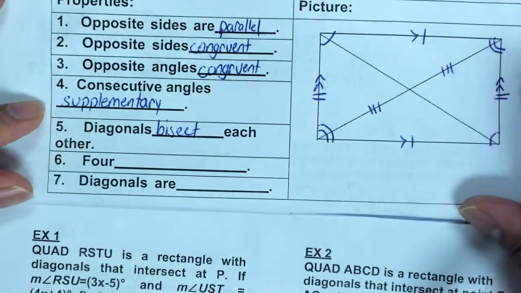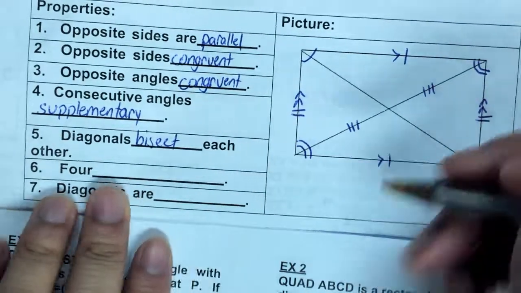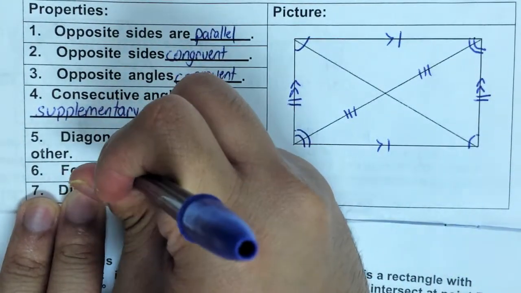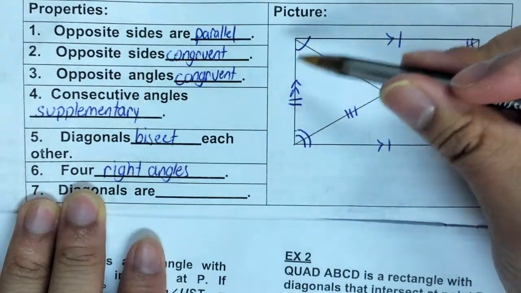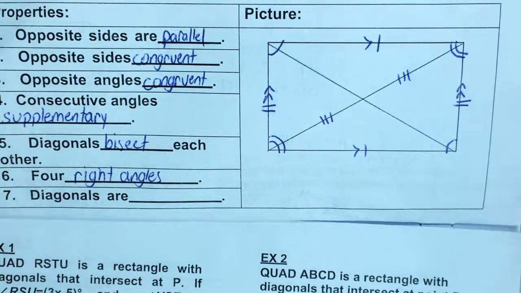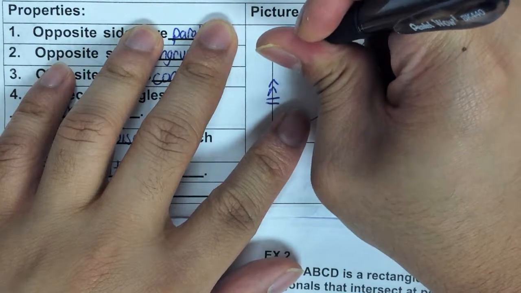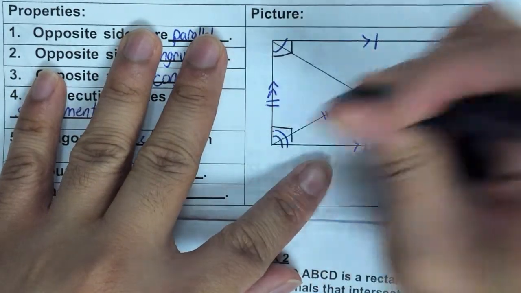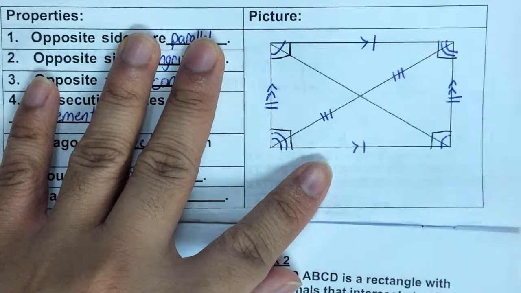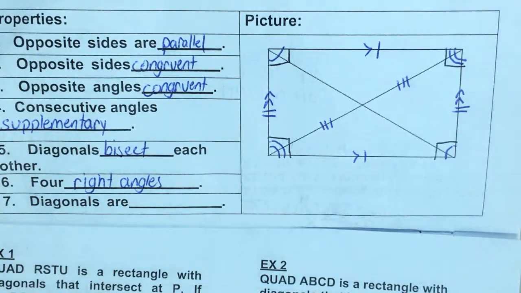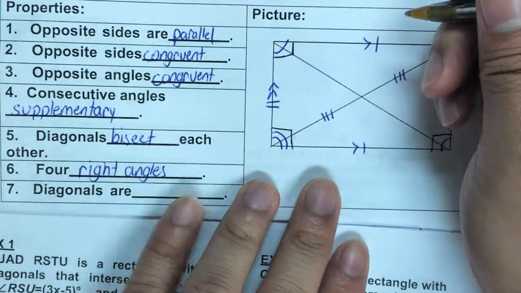What makes a rectangle special is there's something extra special about these angles. A rectangle has 4 right angles. So not only are these opposite angles congruent, more specifically, this is 90, this is 90. All 4 angles are actually congruent. They're all 90-degree angles. And diagonals are congruent.